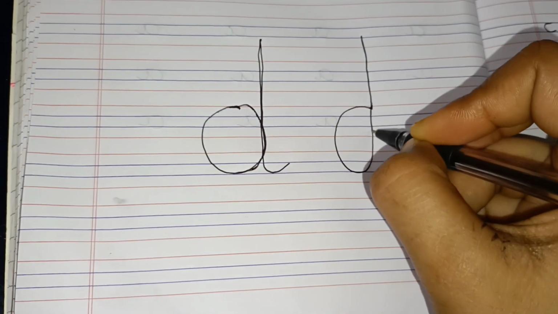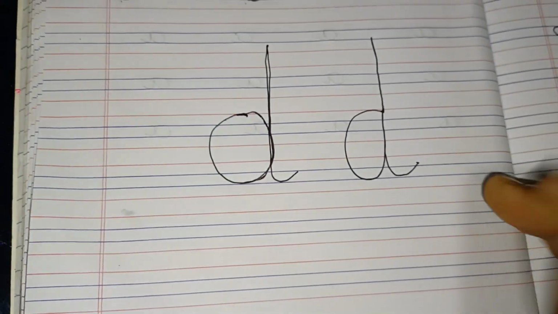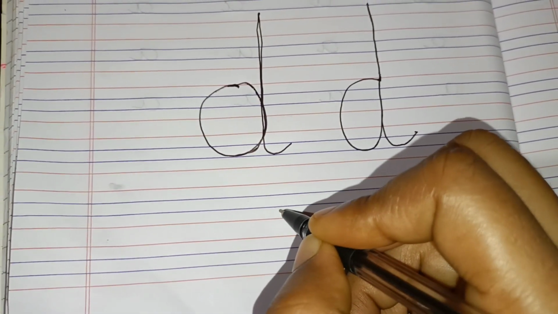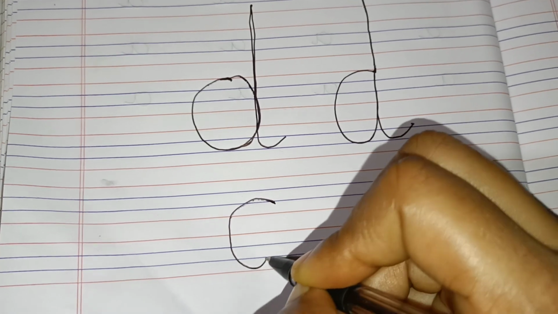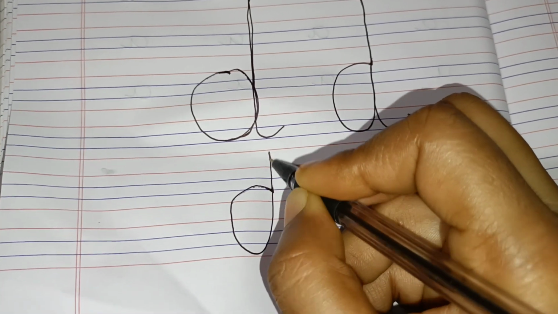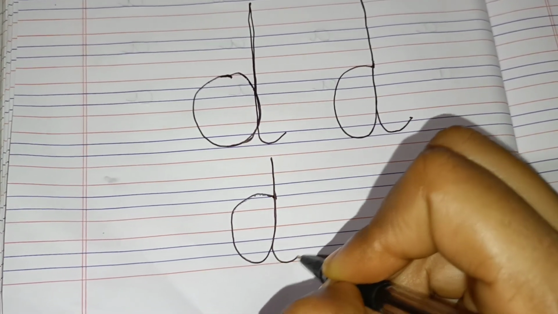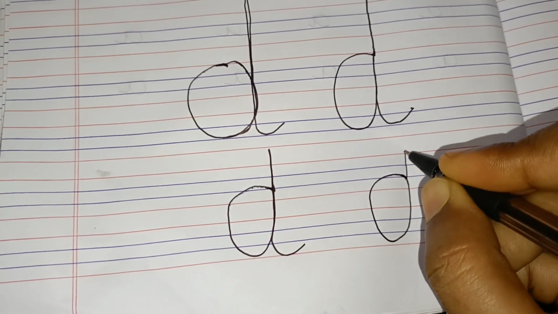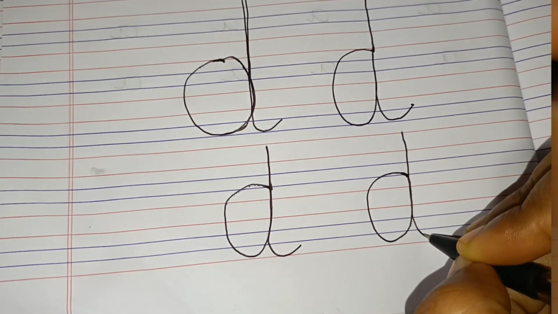Do not lift your pencil while you are writing, and by following these steps you can make D very easily. Circle, standing line and one tail. One more time. Circle, standing line and one tail. That is the pattern of D. Now it's time to learn how we can write D in these three lines.